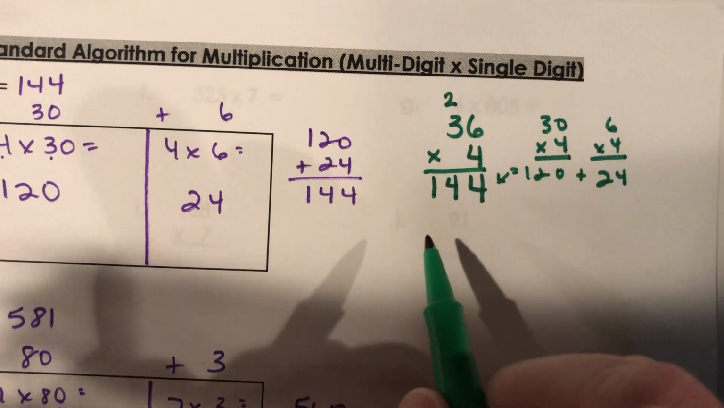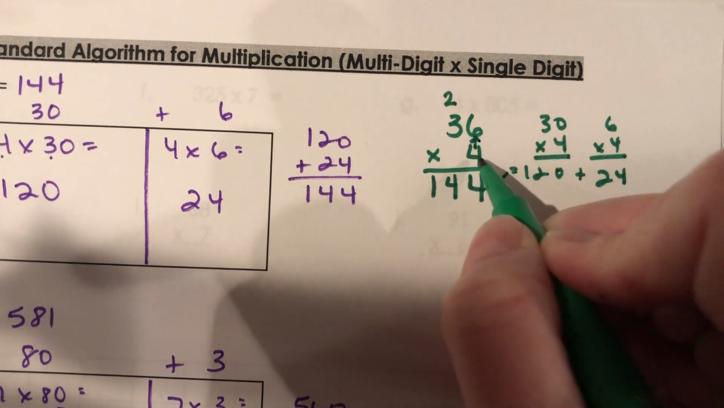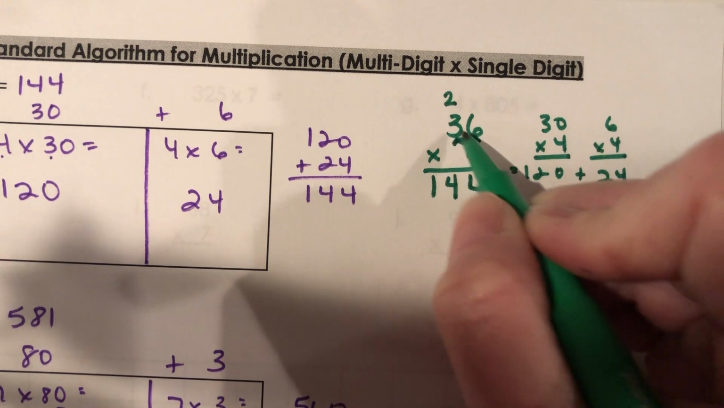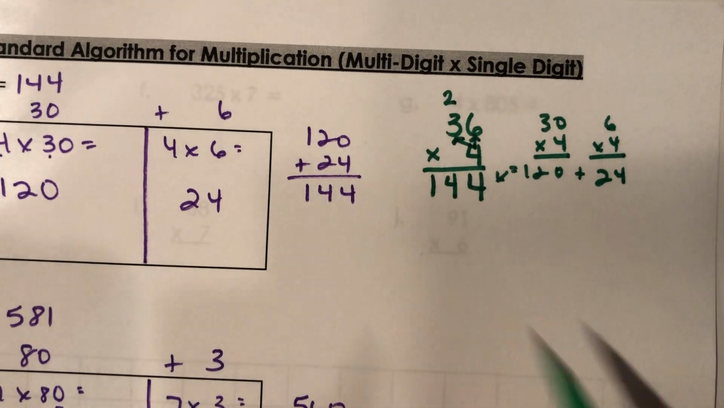So the kind of quicker, traditional, standard way to do this is just to do the 4 and multiply it by the 6, and then take the 4 and multiply it by the 3. It's kind of like using the distributive property. So we'd get our 144. So let's try it with this next one.